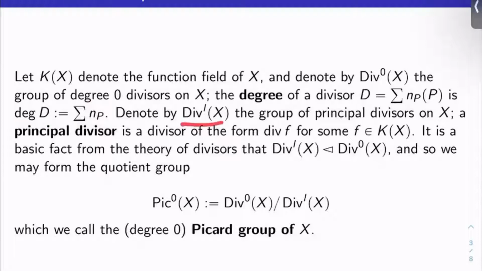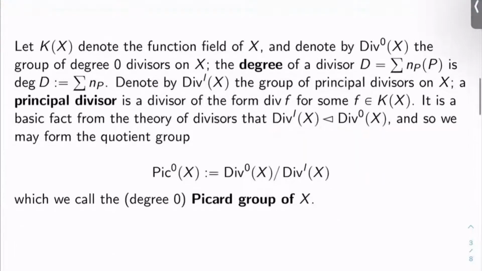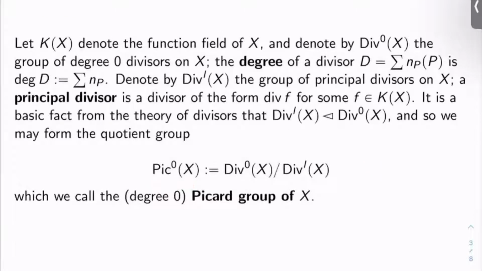Let's denote by Div L of X the group of principal divisors on X. A principal divisor, we recall, is just a divisor of the form div F for some F in the function field K of X. And div F, remember, is just the divisor recording the zeros and the poles of F. So a positive coefficient in front of a point indicates a zero at that point of F to that order, and a negative coefficient in front of a point indicates a pole of that order for the function F. It's a basic fact from the theory of divisors that Div L of X is a normal subgroup of Div 0 of X. And so you can form the quotient group Pic 0 of X, which is Div 0 of X mod Div L of X. This is called the degree 0 Picard group of X, or just the Picard group of X.